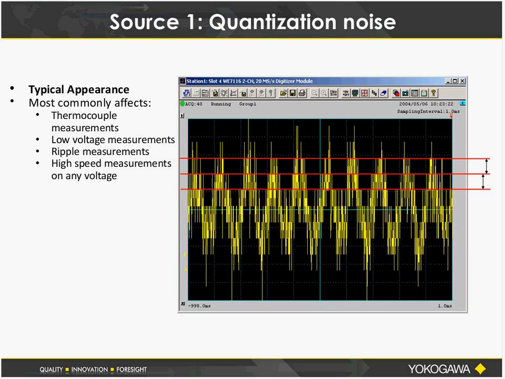And with that, I'm just going to jump straight into the first one. As I mentioned, for each of these noise sources, I'm going to show what it looks like, explain the concept behind it, and then talk about ways to minimize that noise source.